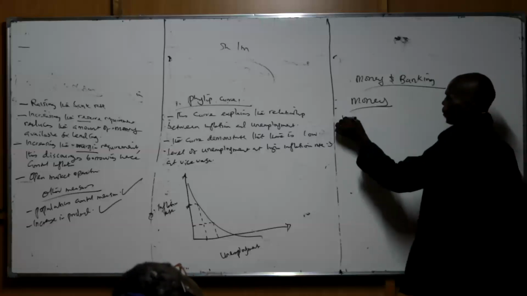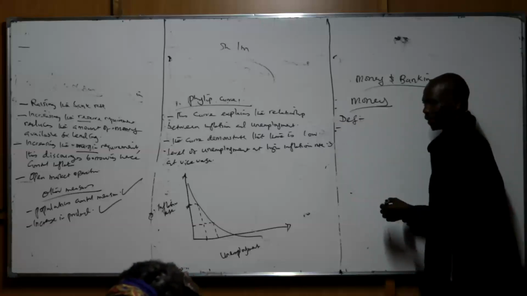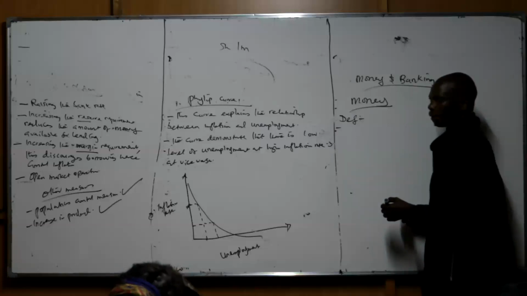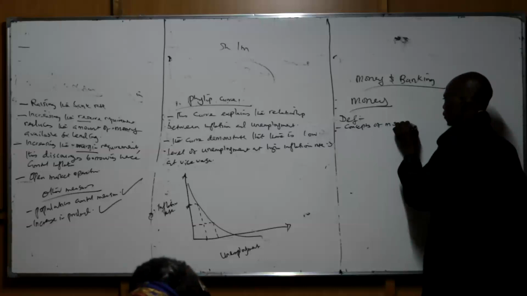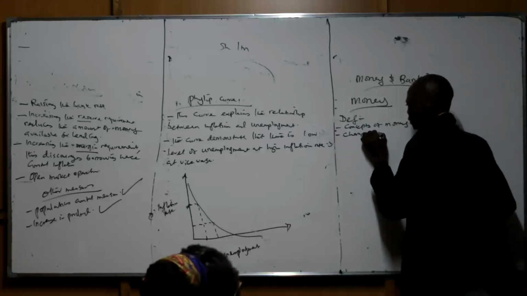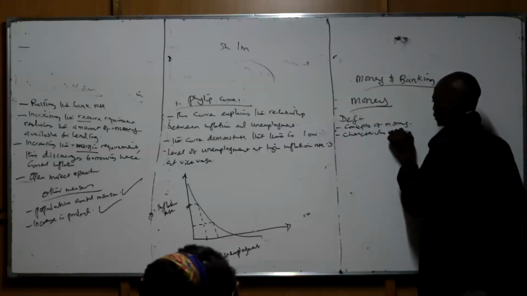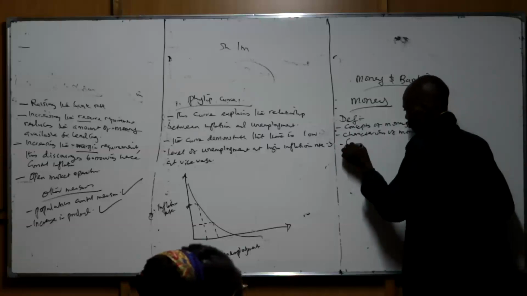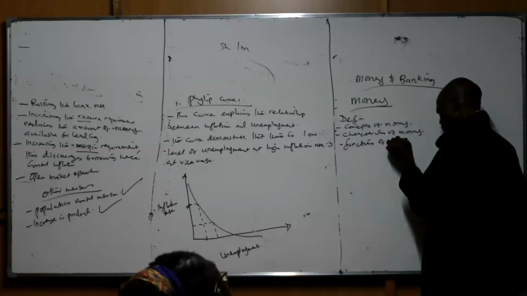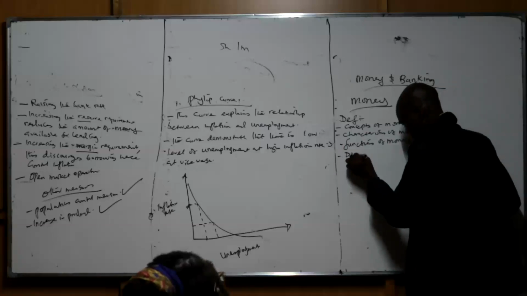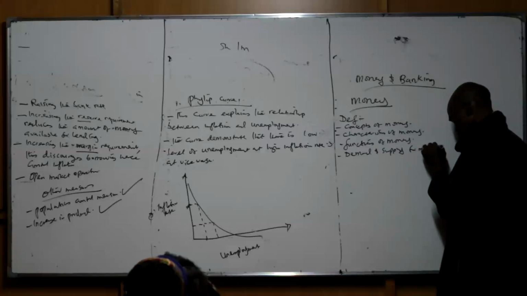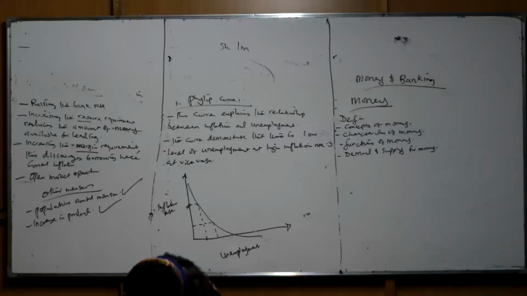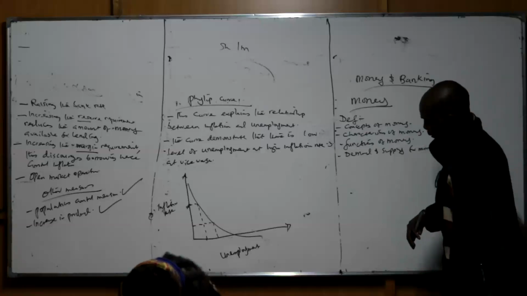So on this topic, we must understand what is money. We must understand the concepts, the concept of money. We must understand the characteristics of money. Must understand the functions of money. We must also understand demand and supply for money. Those are what you want to understand here: definition of money, concept of money, characteristics of money, functions of money, demand and supply for money.